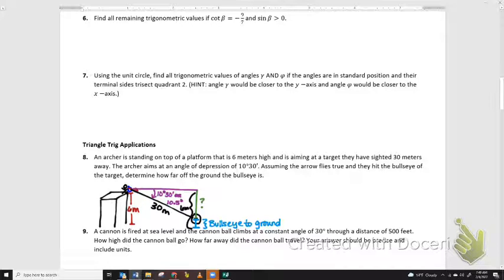Sine, why sine? Yes, we want to find the opposite. So I'm going to do sine of 10.5 degrees equals what? I'm going to call this x right here. X over 30.